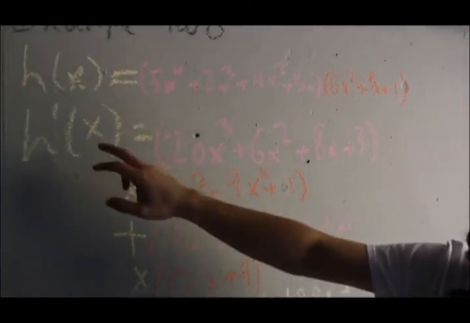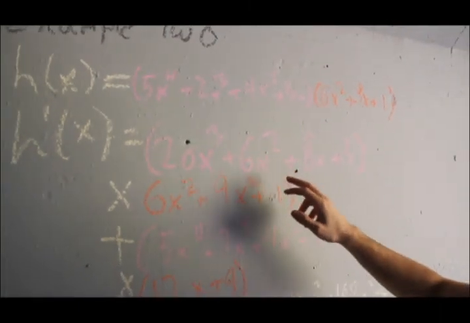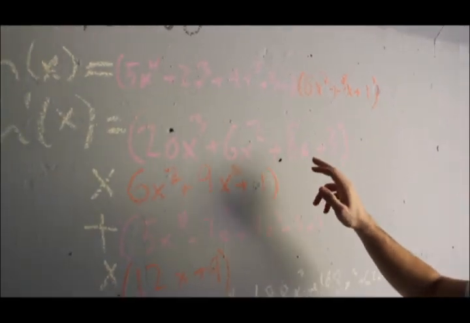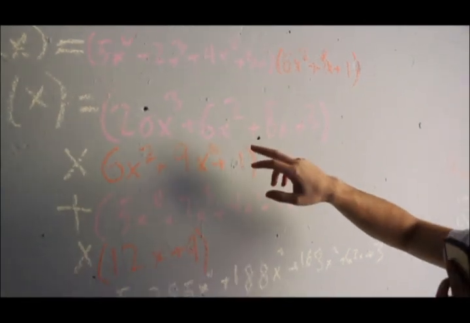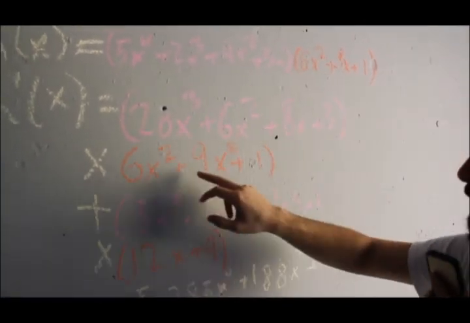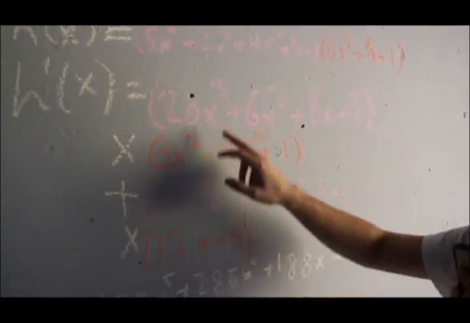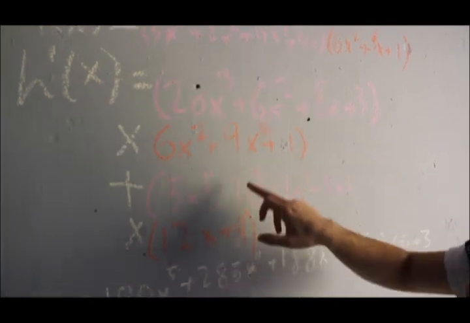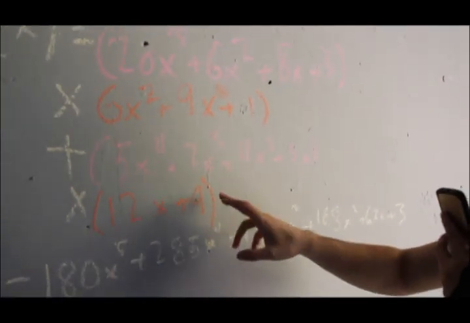And so h prime of x is going to be 20x cubed plus 6x squared plus 8x plus 3, which is our f prime of x. And you multiply that by your g of x, which is 6x squared plus 9x plus 1. And then to that you add your f of x, so bring that down here, times your g prime of x, which is 12x plus 9.